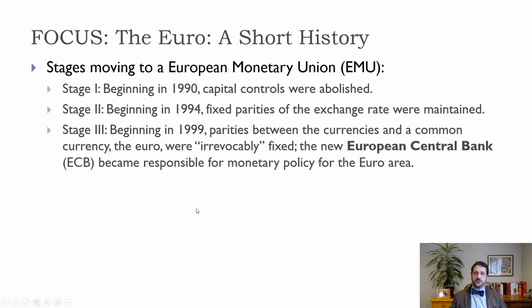So if we think about the European Monetary Union, how did it work? Well, we started off with capital controls being abolished in 1990 so that capital could move freely throughout the continent. In 1994, we had fixed parities of the exchange rate, so that the exchange rate between the franc and the Deutschmark and the lira and the drachma were all within these very narrow bands. And then in 1999, we had the European Central Bank and the euro. And so the euro became the common currency.